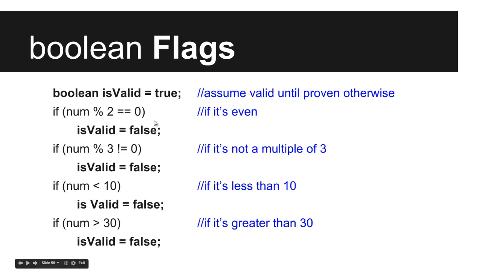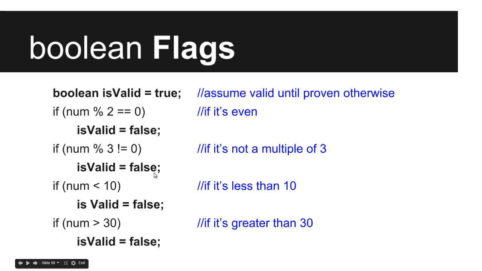We are, however, if any of these conditions don't work, going to set our flag to false. And what that's going to look like is just a series of if statements. These aren't nested inside each other. I omitted the curly braces for readability and for space, but we're not nesting anything inside. So if our number is even, remember that we want an odd multiple of 3 between 10 and 30. If our number is even, we just say isValid is false. And then if it's not a multiple of 3, isValid is false.